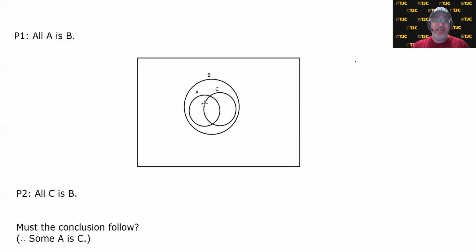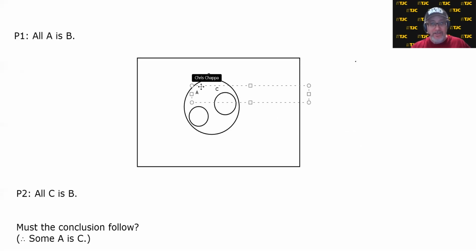Well, with the circles you see, no, they're too big, but the size of the circles is actually pretty arbitrary. If I made this circle smaller and this one's smaller. Let's put A's label with it. This shows premise 1, A is inside of B. This shows premise 2, C is inside of B. Does this show the conclusion? It does not. The conclusion requires A and C to intersect. They do not here.